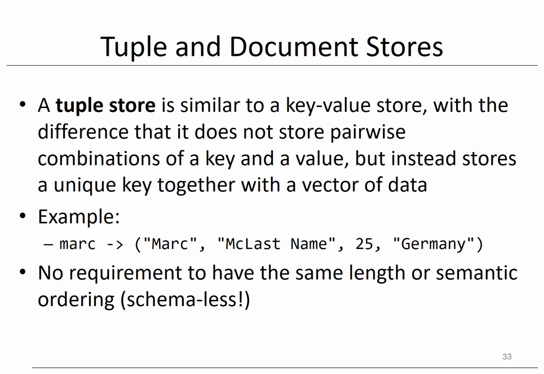A tuple store is essentially the same thing as a key value store, with the difference that it does not store pairwise combinations of a key and a value, but instead stores a unique key together with a vector of data. An entry in a tuple store could then look as illustrated here for Mark. There is no requirement of each tuple in the tuple store to have the same length or semantic ordering, meaning that the handling of data is completely schemaless.